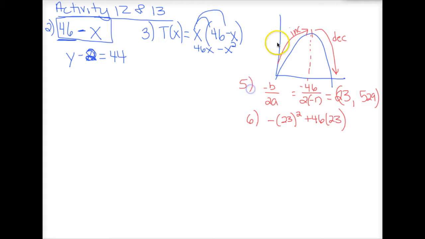Again, this was my work for number 5. I don't think 7 was hard. I think the answer is pretty self-explanatory.